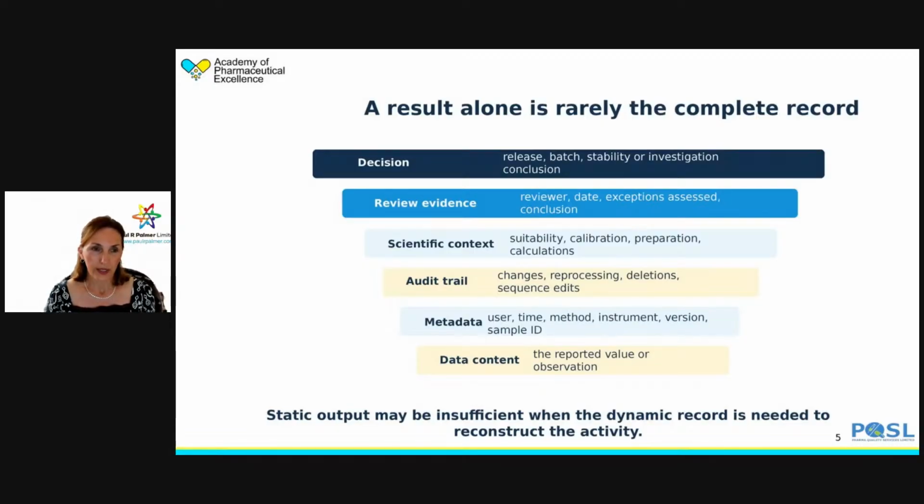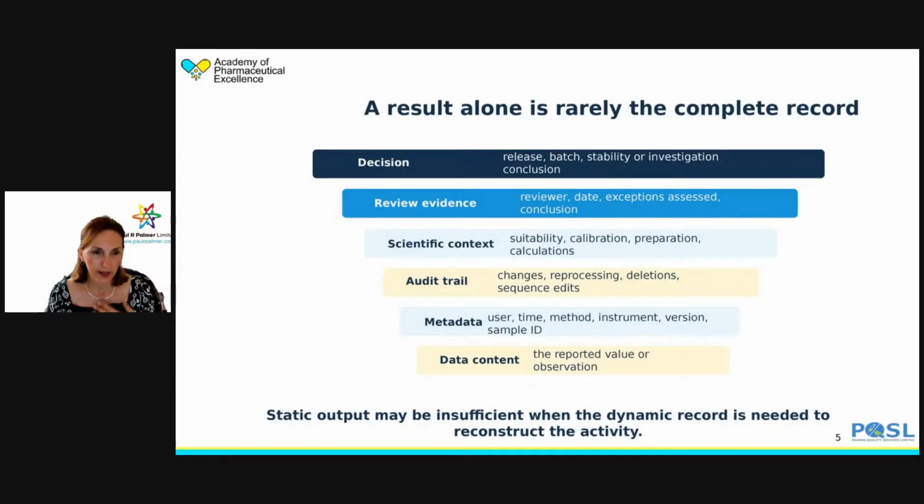We also need the scientific context. What we mean by that in our assay result is the system suitability, the calibration status, the sample preparation and calculations. And then we need evidence of review. So who reviewed it, when, what exceptions were considered, and what conclusions were reached. And then finally, we need a decision that the whole evidence package supported.